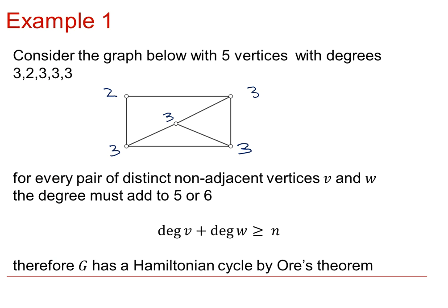For every pair of distinct non-adjacent vertices, if we looked at that 3 and that 2, we would see that those add up to 5. And we know n is 5. But also simply because of the numbers, you're not going to have any degree pairs that are less than 5. Therefore, we can say that G has a Hamiltonian cycle using Ore's theorem.